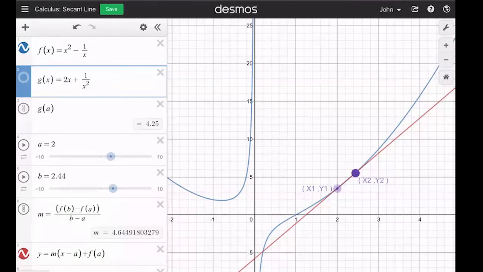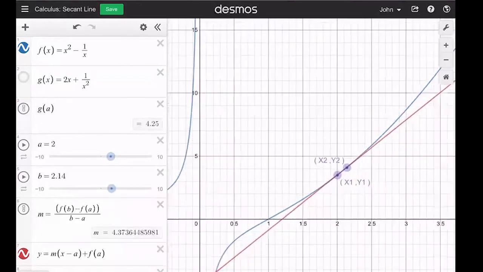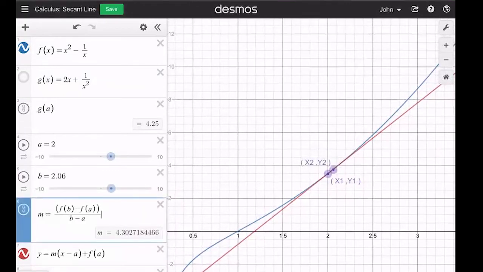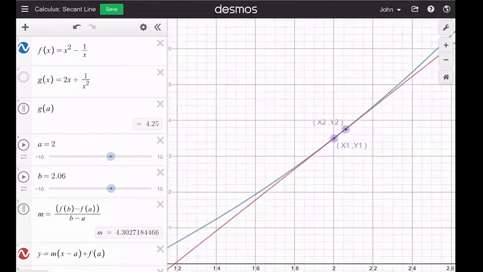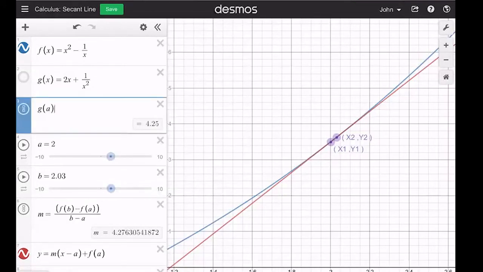What that allows you to do is, as we showed, when you slide the other point in so these are really close together, even closer, the slope down here is 4.3. When I zoom in even closer, they approach 4.27, 4.2, and it's 4.25, which is the value of this derivative function g when I plug in a equals 2, 4.25.